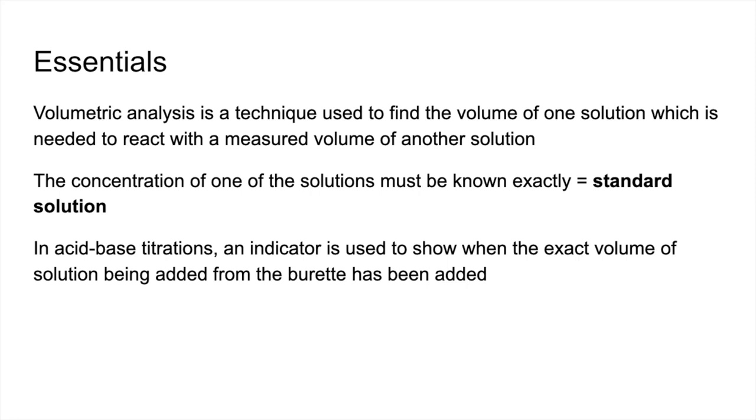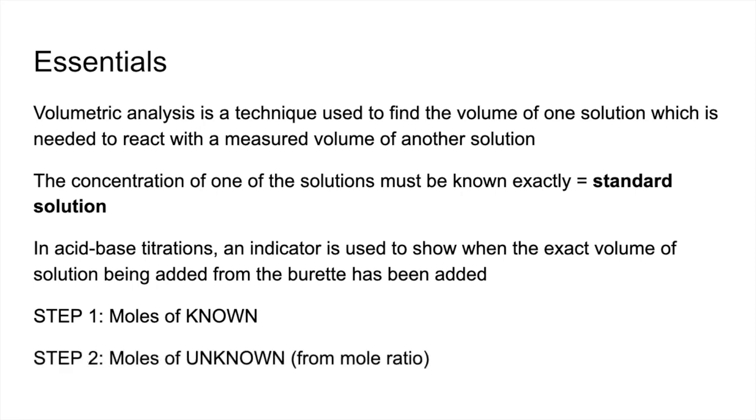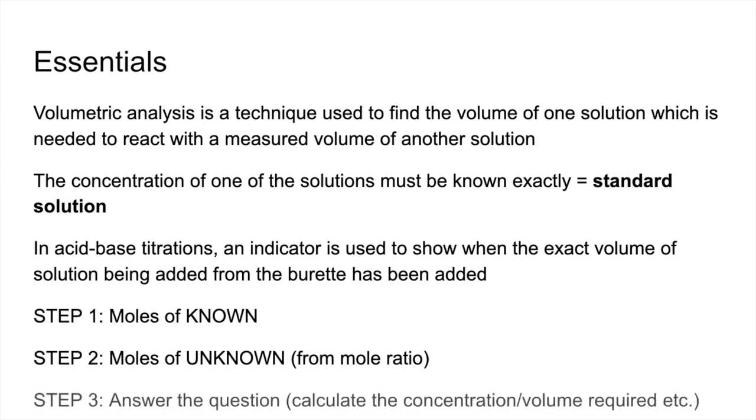In the calculations, the three steps that I use are step 1, moles of known substance. So that's basically the chemical you know the concentration and volume for. Step 2, we use the mole ratio in the balanced chemical equation to get the moles of the unknown chemical. And then step 3, we answer the question. Usually that's to calculate the concentration or the volume required of a particular solution. So you'll see me using those steps in the calculations that follow.